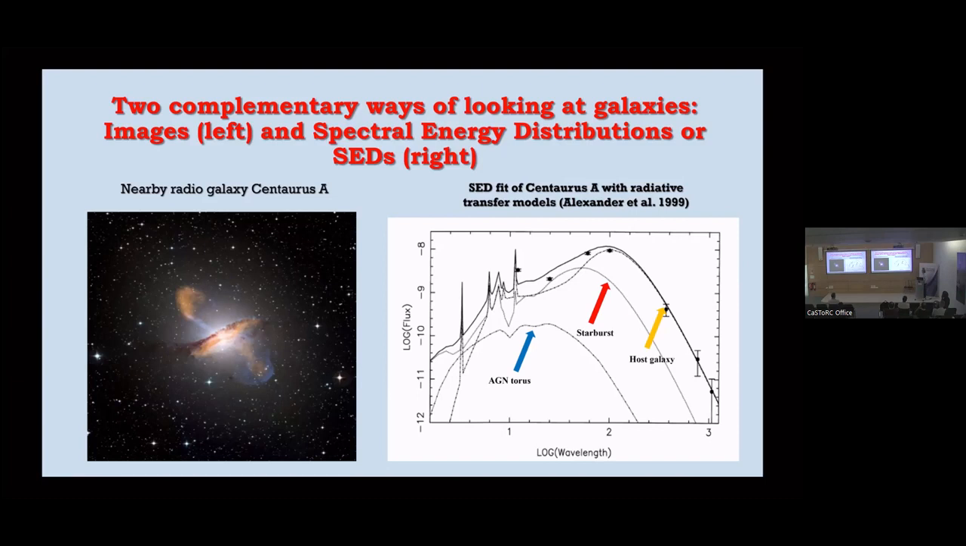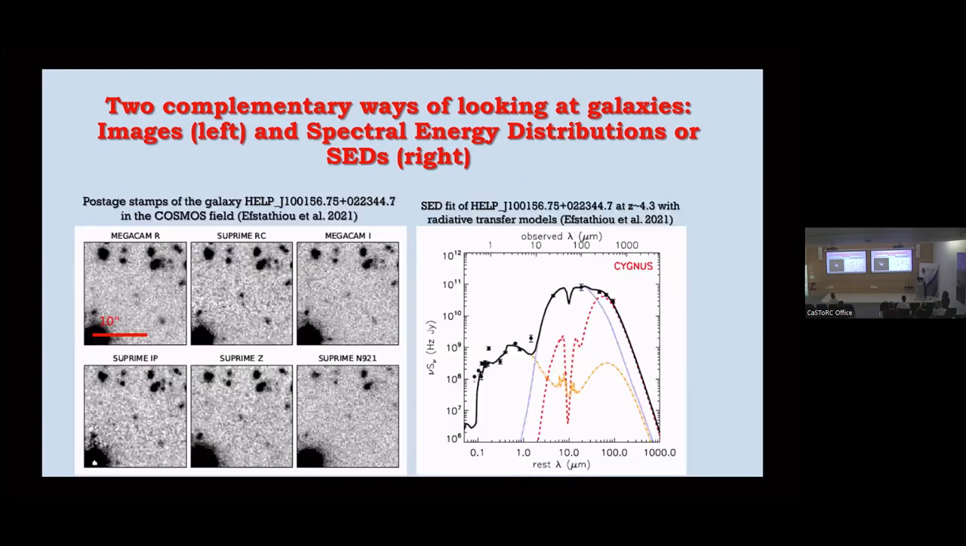You need to have models for these different components of galaxies to be able to interpret the spectral distributions and estimate quantities like the rate at which this galaxy is forming stars. What is the mass in stars overall? What is the ratio of the luminosity which is due to accretion and star formation? And we have methods for estimating these quantities, as I'm going to show in a minute.